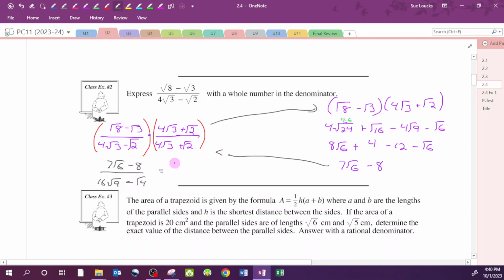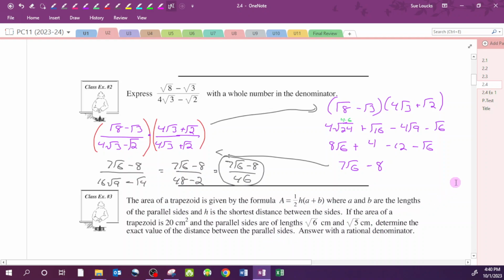And then if I simplify that, that's 7 root 6 minus 8 over 16 times 3 is 48, and root 4 is, of course, 2. So that is 7 root 6 minus 8 over 46. And I do want to check that and see if I can factor anything out of the top that lets me reduce that. But since 7 is a prime number, no, there's not. And there's my answer. Right?